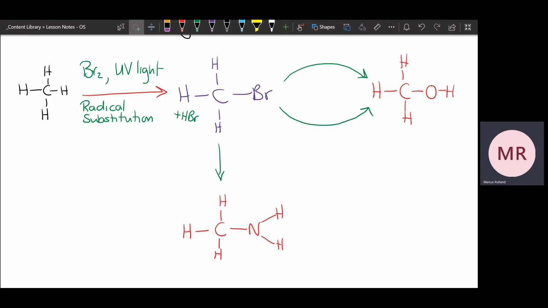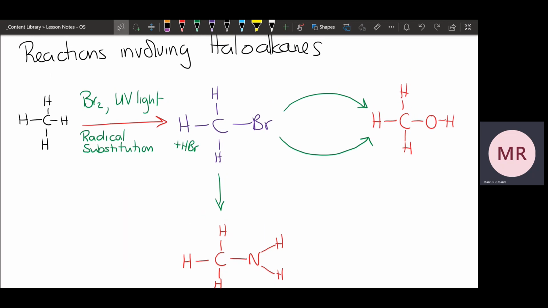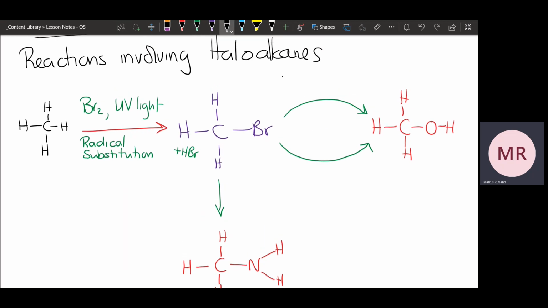So how do you do these? What are the reagents and conditions you need to know? To make the alcohol, heat under reflux.